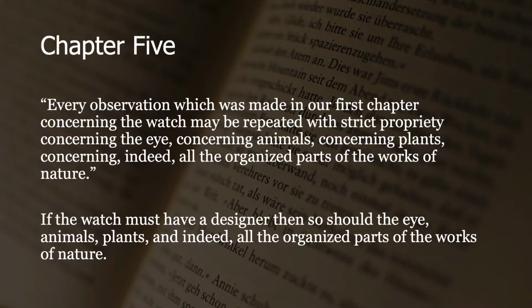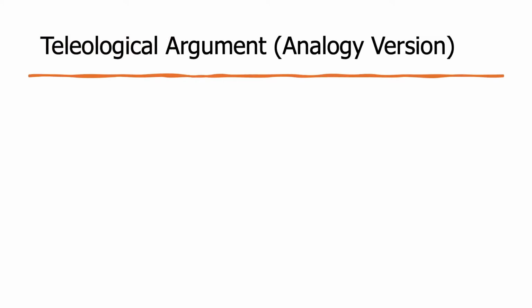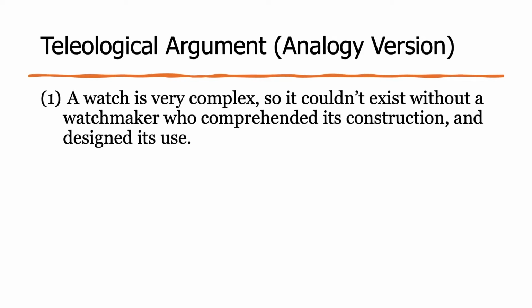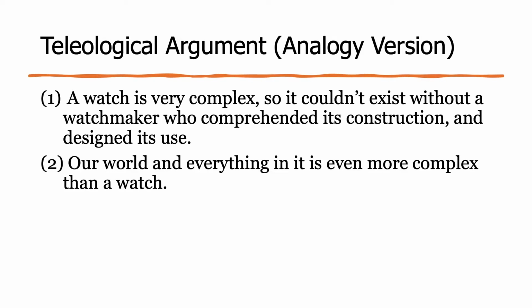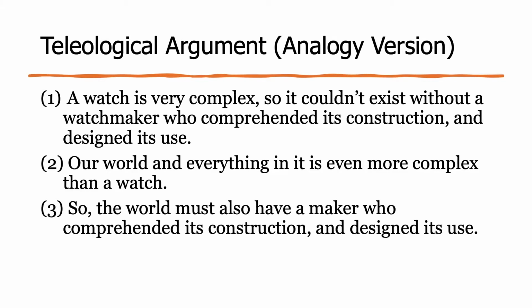All right, now that we've gone through all of this, we have what we need to put together our argument. We're going to call this the Teleological Argument, the Analogy version. Premise 1. A watch is very complex, so it couldn't exist without a watchmaker who comprehended its construction and designed its use. Premise 2. Our world and everything in it is even more complex than a watch.